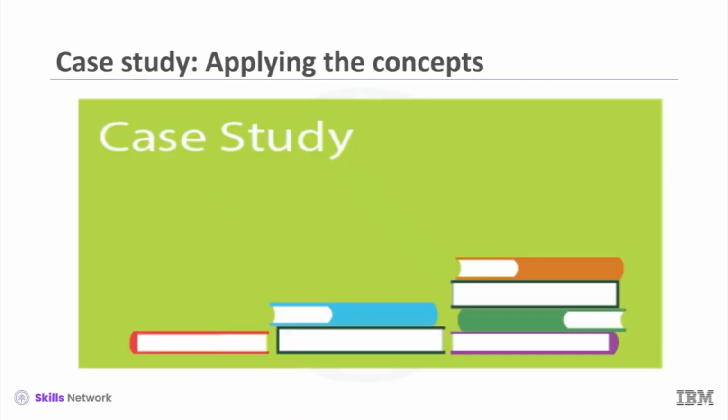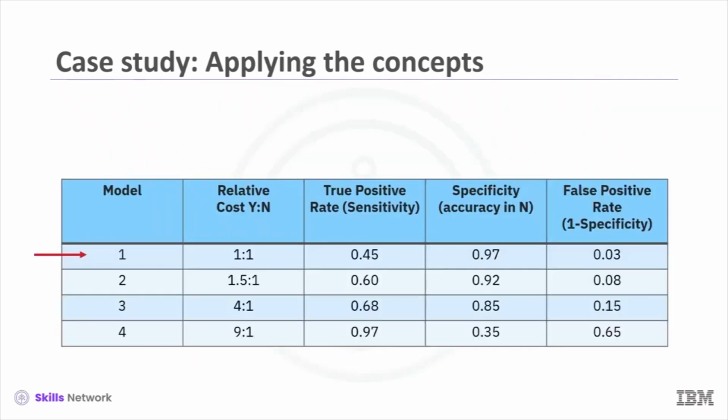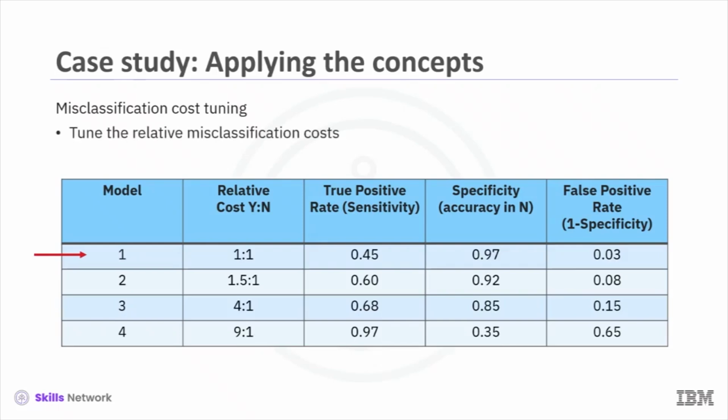So now let's go back to our case study so that we can apply the evaluation component within the data science methodology. Let's look at one way to find the optimal model through a diagnostic measure based on tuning, one of the parameters in model building. Specifically, we'll see how to tune the relative cost of misclassifying yes and no outcomes.